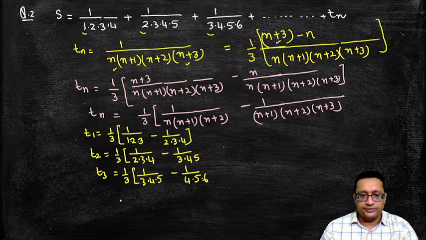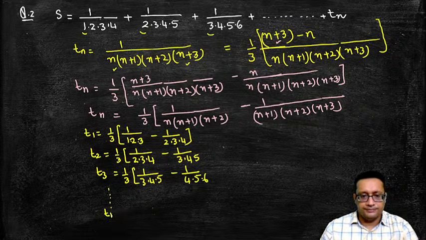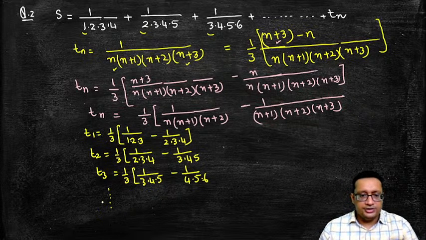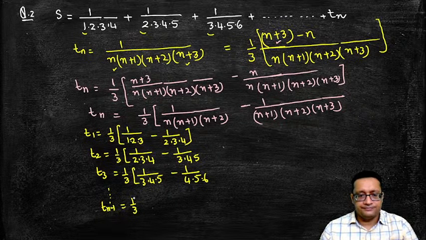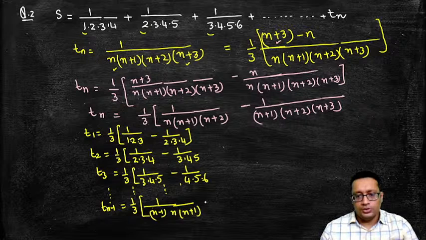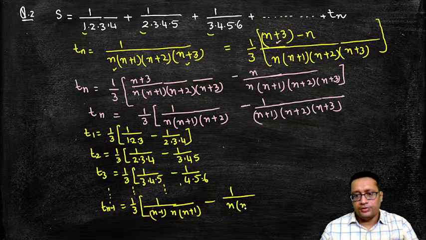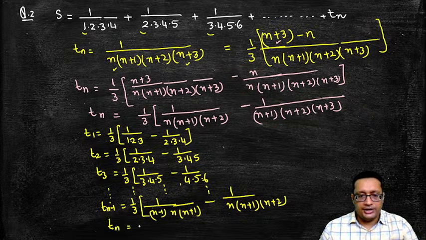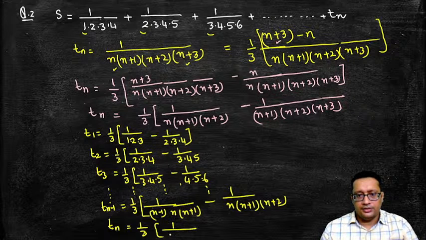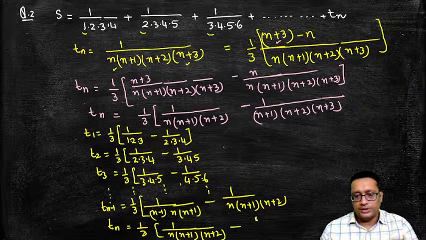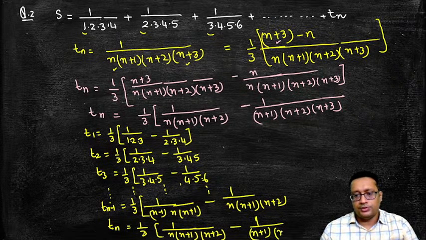Dotted, dotted. Let's place Tn minus 1 so that you can visualize how it gets cancelled again. Tn minus 1, I am placing 1 by 3 here, dotted, dotted. Many terms are there: 1 upon (n-1)n(n+1) minus 1 upon n(n+1)(n+2), dotted, dotted. Last Tn I am writing 1 by 3, 1 upon n(n+1)(n+2) minus 1 upon (n+1)(n+2)(n+3).